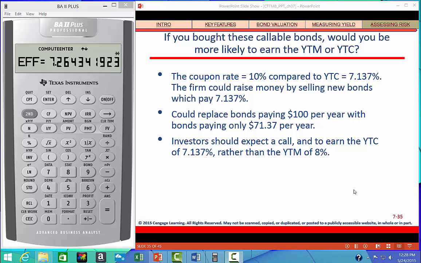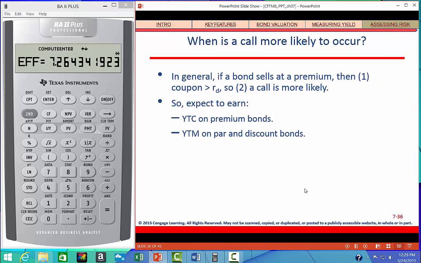So always remember, if you see a premium bond, you should earn the yield to call. If you see a discount bond, then you should expect to earn the yield to maturity.